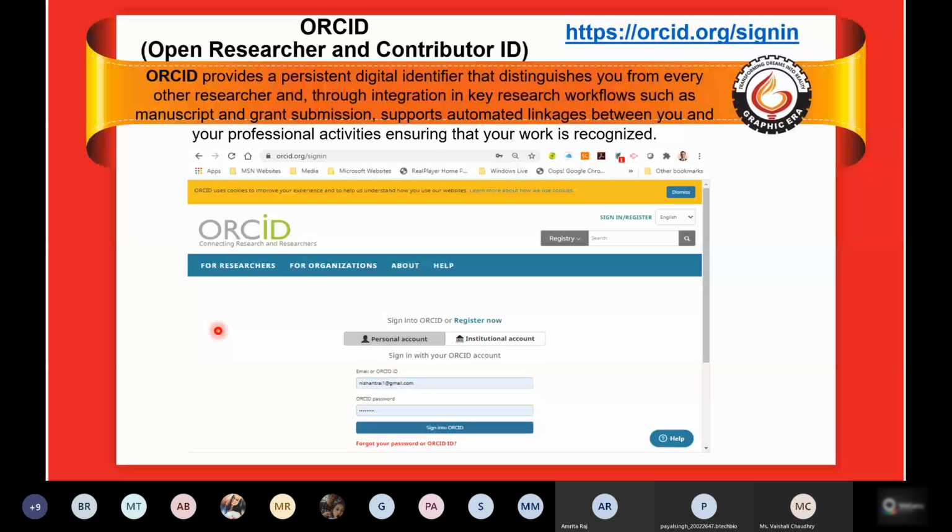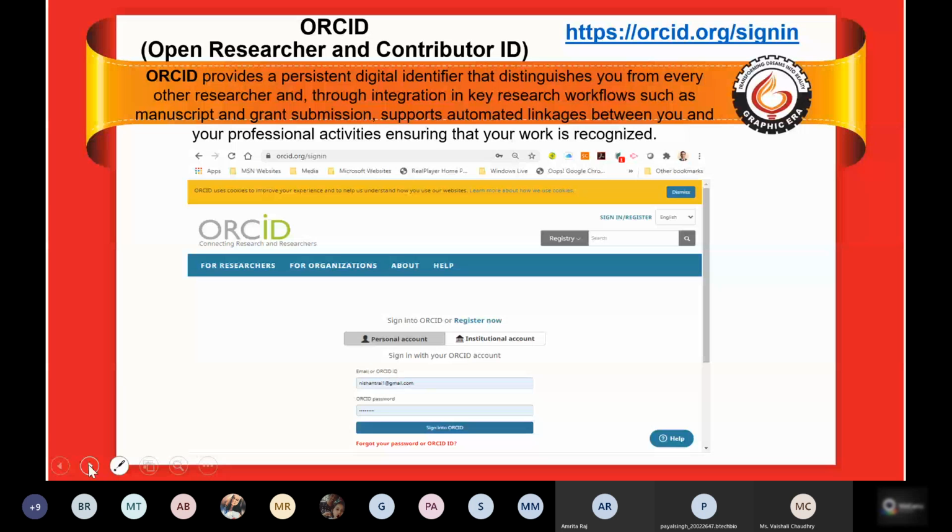Whenever you are publishing your research paper, when you are communicating your research paper to different journals, they ask you about the ID. This ID is unique for you, and it gives an idea of the global research that you have done. So it is important for faculties, researchers, scientists, students, any person who is in the area of research.